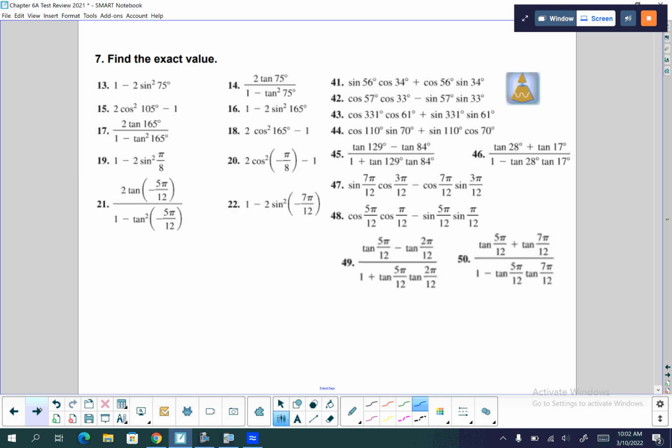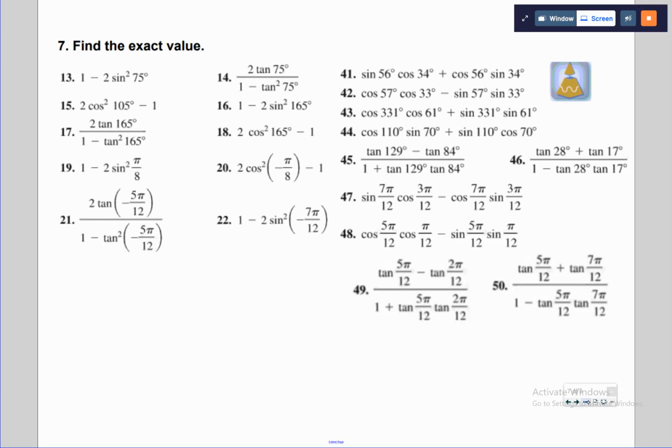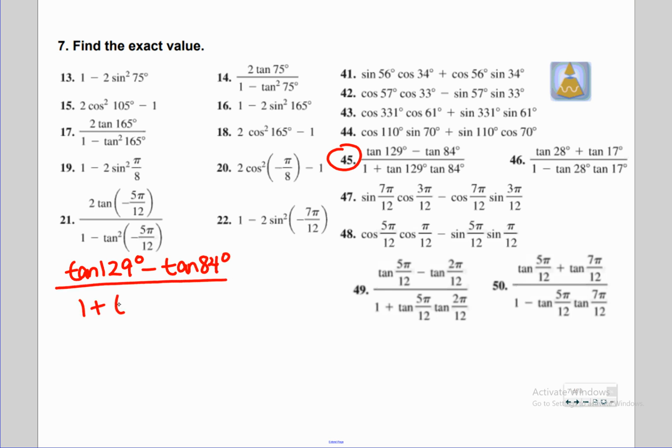Number 7 is, again, a find an exact value problem. It should be the easiest one on the test. It looks the most complicated, but should be the easiest. For real. Pick a number. 45. Tangent 129 minus tangent 84 over 1 plus tangent 129 tangent 84.